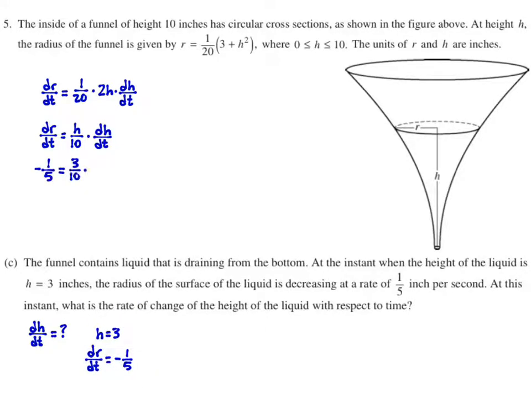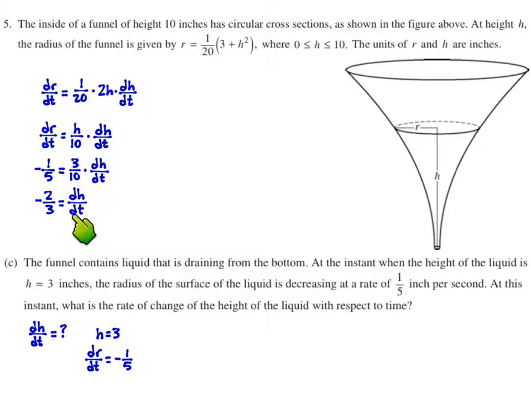So it's going to say negative 1/5 equals 3 over 10 times dh/dt, and then solving for dh/dt, you get negative 2/3. And so some people might say, couldn't I just leave the answer here? I mean, that's simplified. No, because it was asking for the actual value of this, so we have to isolate it in this case. But anyways, if we're going to put this into words, we would say the rate at which the height is changing is negative 2/3 inches per second.